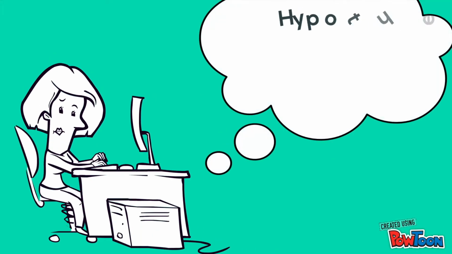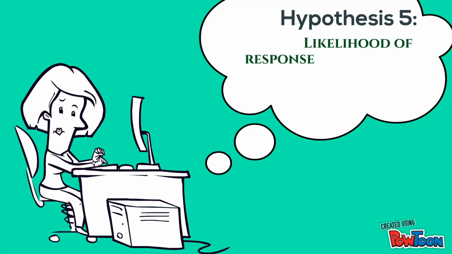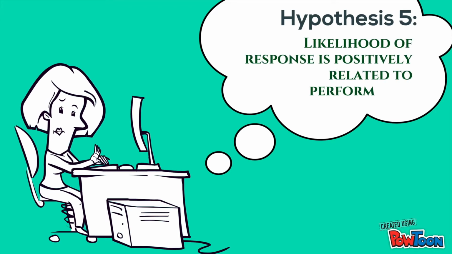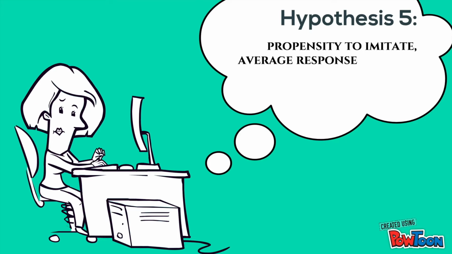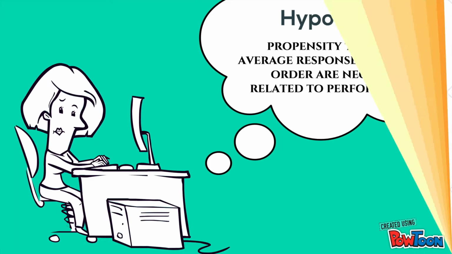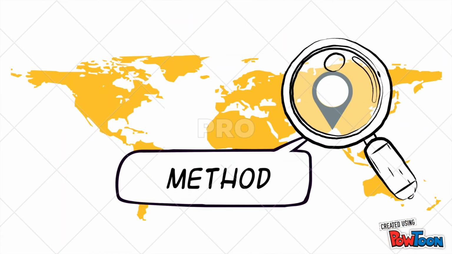Hypothesis 5: likelihood of response is positively related to performance. Propensity to imitate, average response lag, and order are negatively related to performance. Let's look at the next section of this paper, methodology.